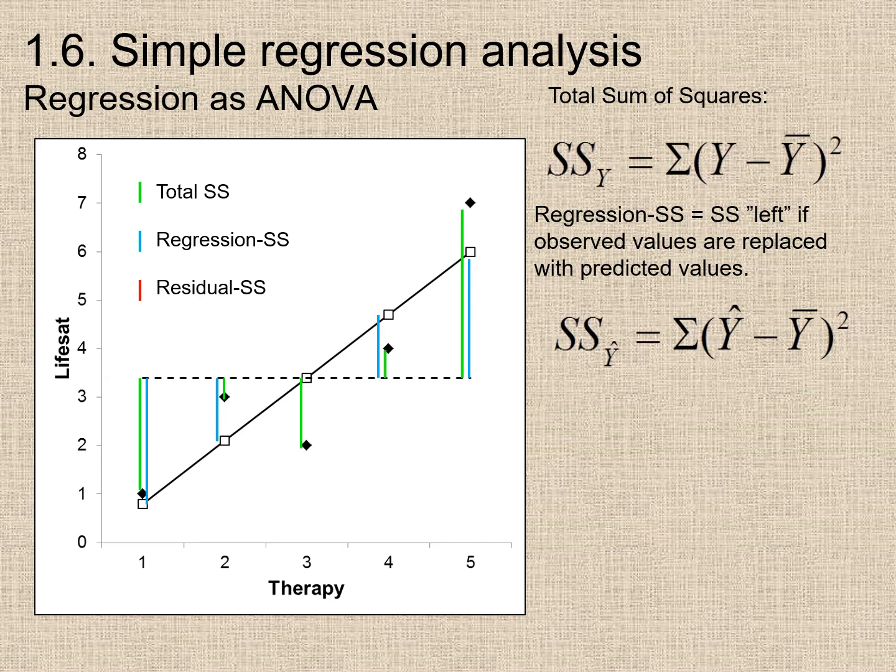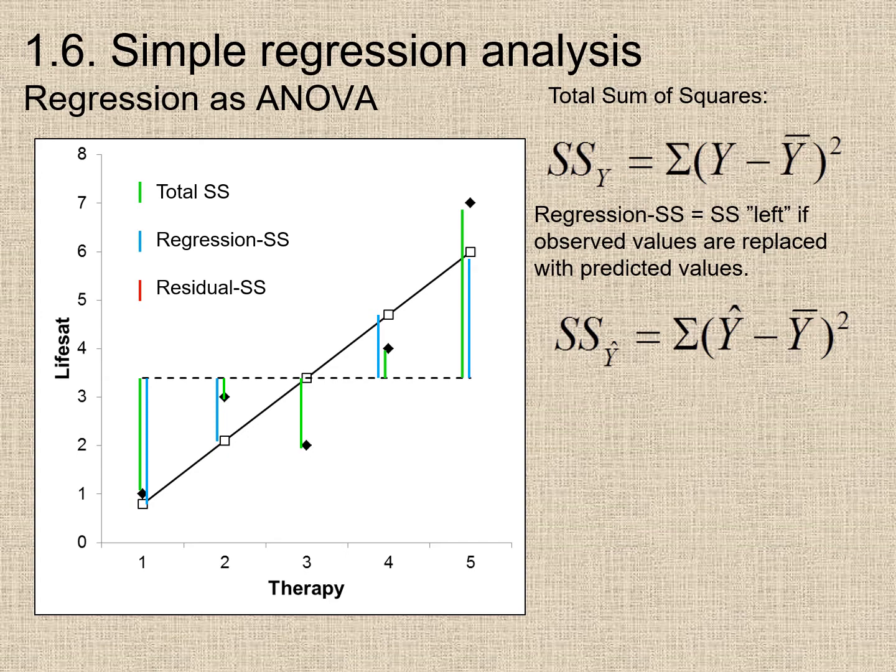Of course, in this simplified example, we have only one individual for each level of the independent variable, but usually you have several. So we might have several individuals with 5 therapy occasions, but we would, for all of those, predict that they have that value on the dependent variable. So we would replace every observed value with the predicted value, and then calculate the sum of squares. And we call that regression sum of squares.